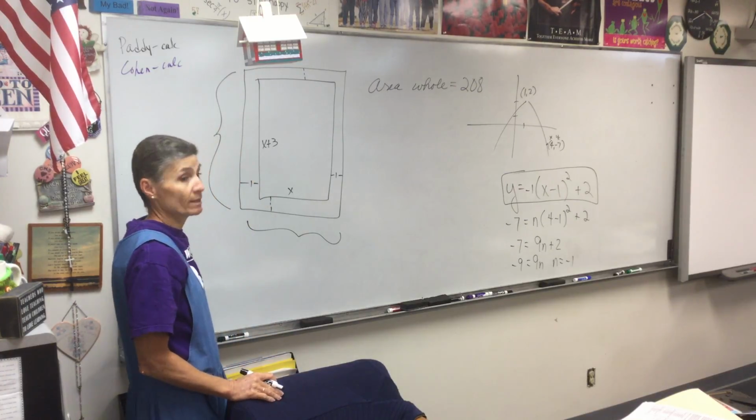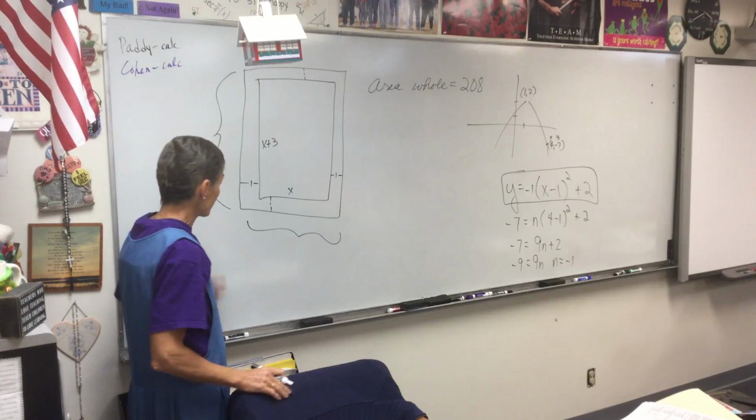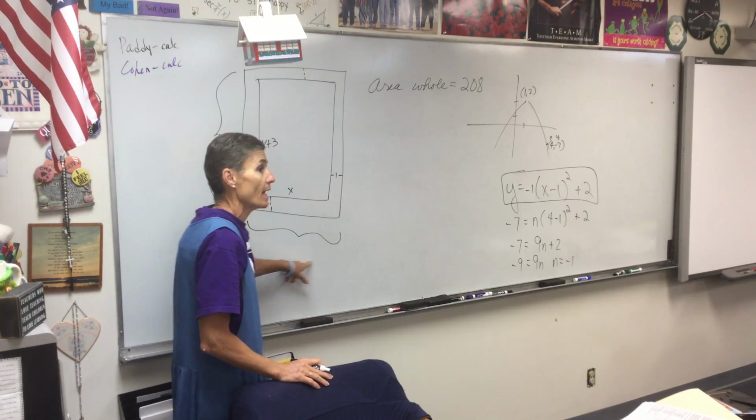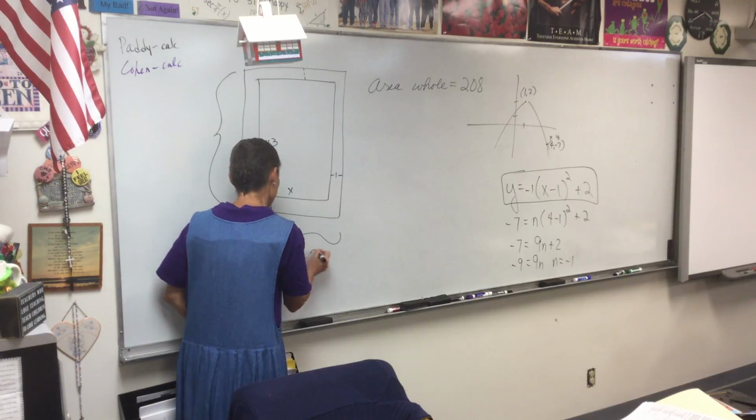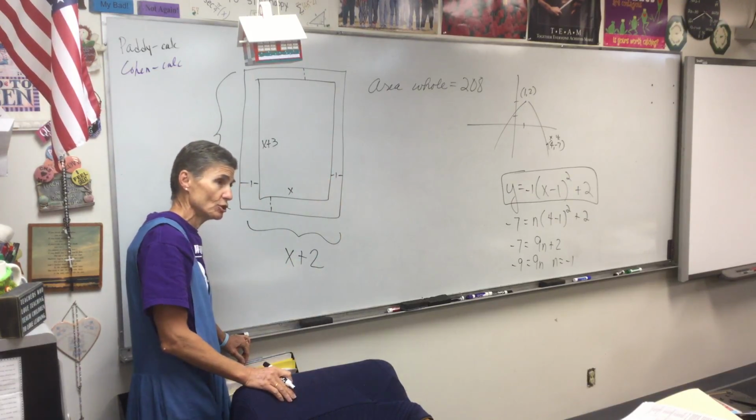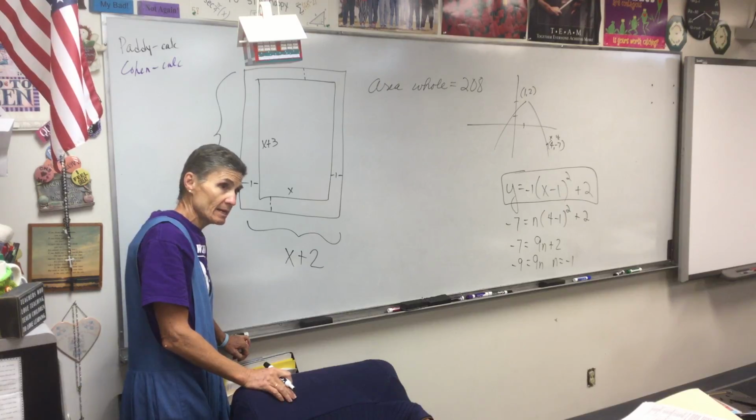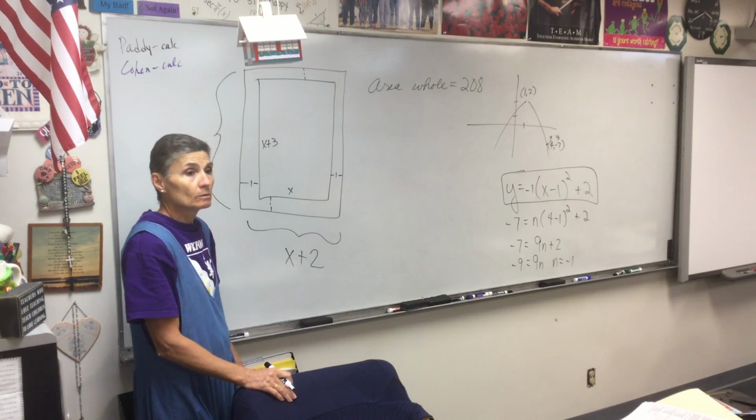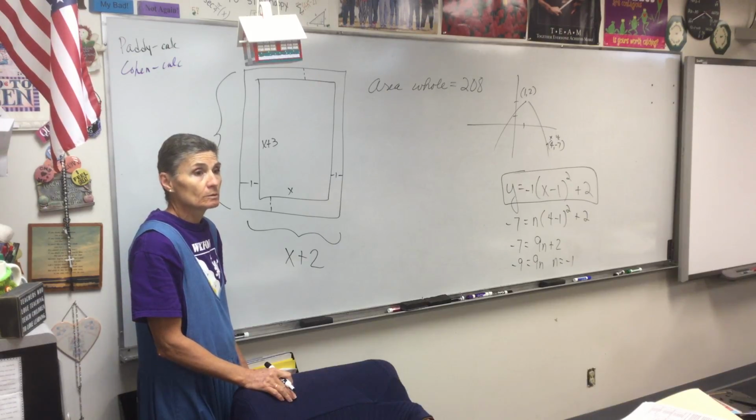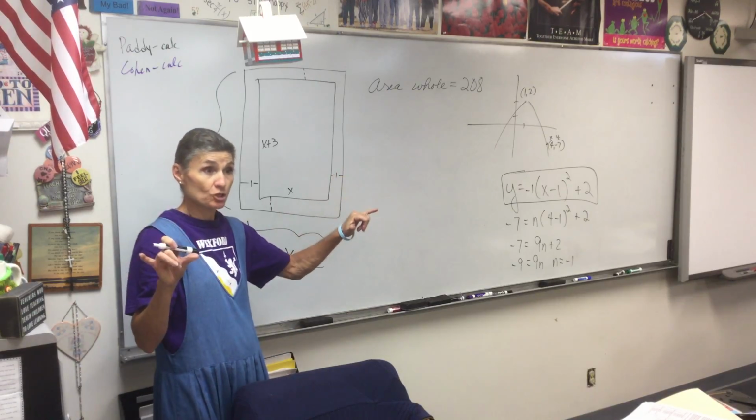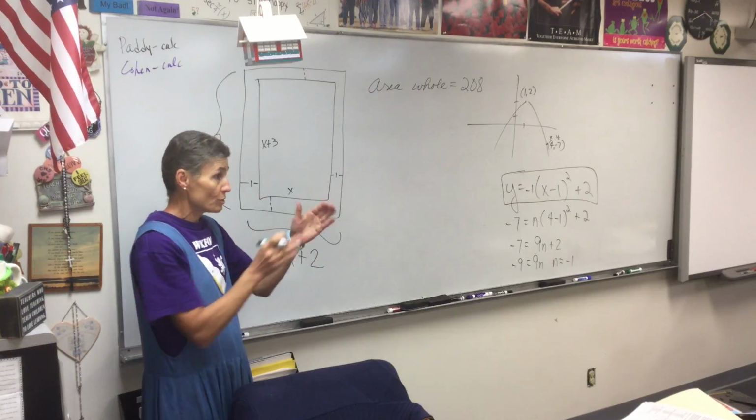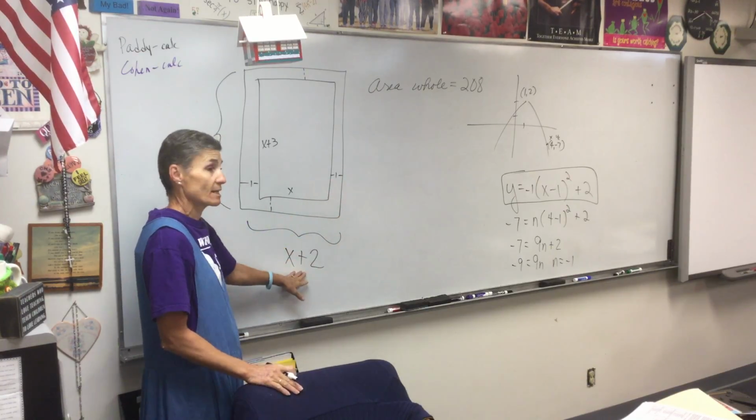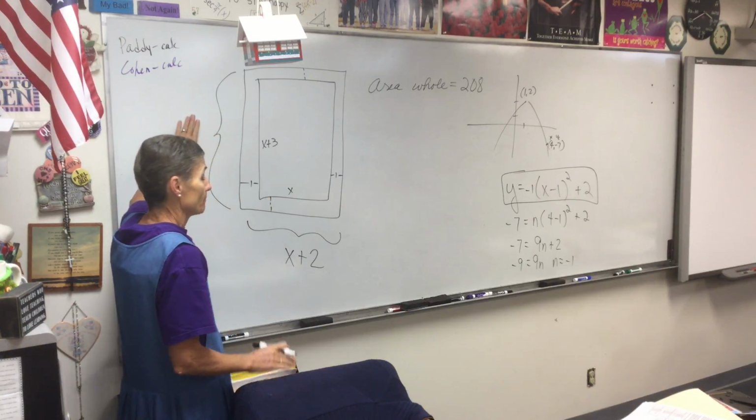So I need this times this. That whole thing, right? So tell me about this. What would this be? X plus 2. Very good. Why is that x plus 2? Because of the 1 foot width on each side. So you have your original x, but then you've added a foot on both sides, so that's x plus 2.